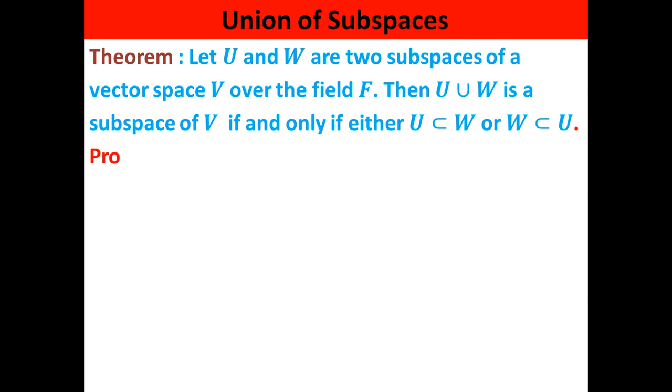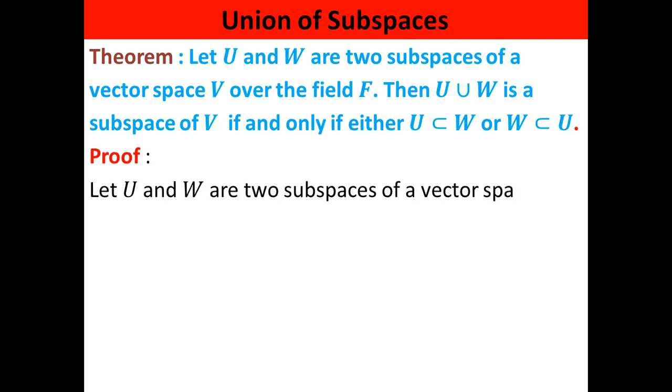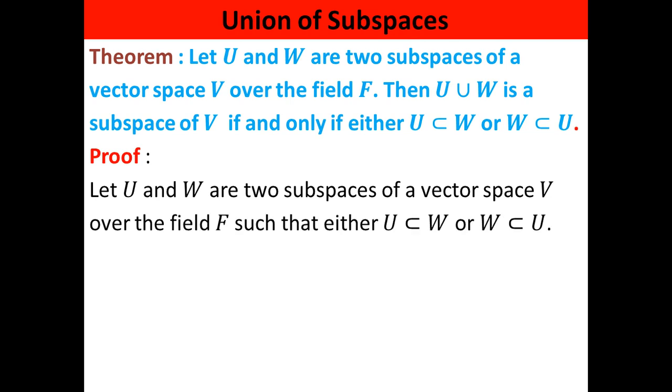Okay, so here is the proof. Let U and W be two subspaces of vector space V over the field F such that either U is a subset of W or W is a subset of U. Here I consider that condition, then I will show that U union W is a subspace. Next, conversely, we choose U union W as a subspace, and then we have to show this. But first we consider that condition and we have to show that U union W is a subspace of V.